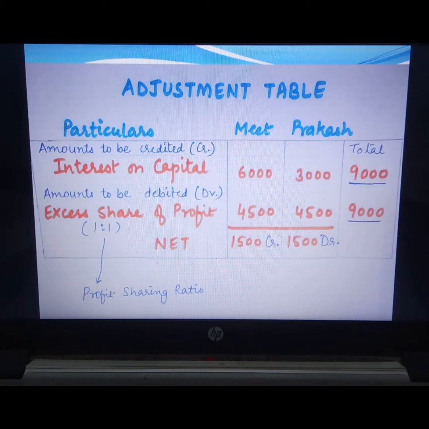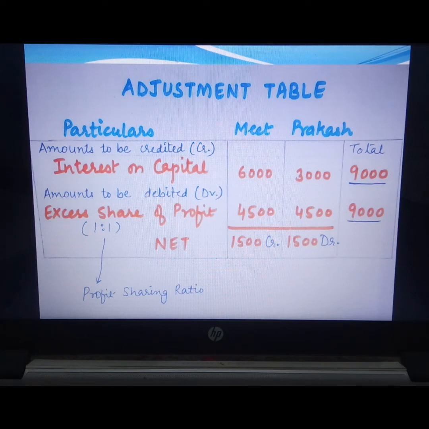Meet had to be credited by rupees 6,000. Prakash was to be credited by rupees 3,000, a total of rupees 9,000. Now this total interest on capital which was to be credited, due to which the profit has simultaneously reduced. Now this reduced profit shall be debited in the partners' capital account in their profit sharing ratio, which is 1:1.